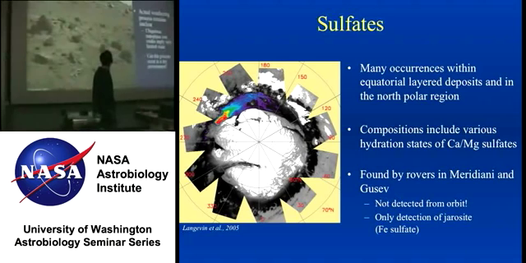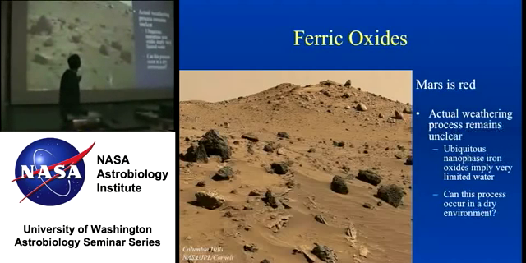And then finally, the third type is ferric oxides, and as simple as you can put it is Mars is red. That's been known for a long time. You see that red color of the surface, it looks like rust. Mars is sort of, in a way, rusted.